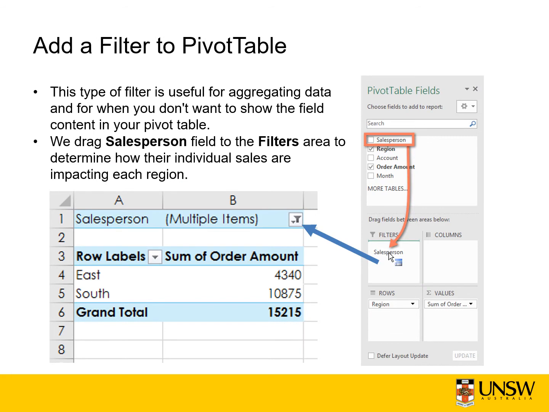The third way for filtering your data is using the filters area. This type of filter is useful for aggregating data and when you don't want to show the field content in your pivot table. To apply this filter, we should drag and drop the desired field into the filters area. Here we will filter out certain salespeople to determine how their individual sales are impacting each region.